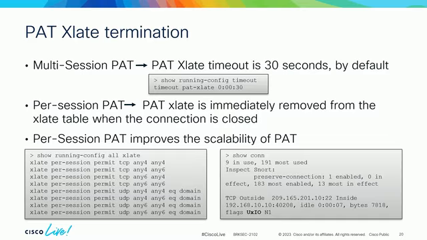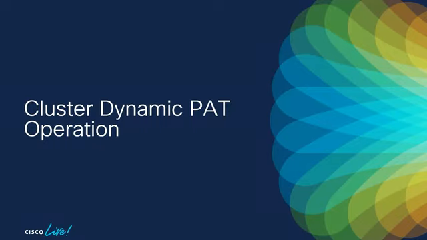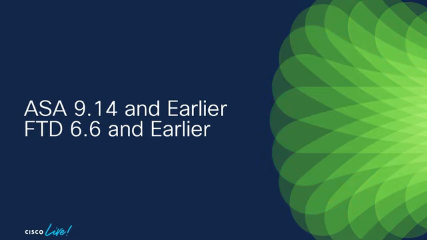Now, with all of this background, let's jump right into how dynamic PAT operates in a cluster environment. And as mentioned, starting firewall 6.7, the way dynamic PAT operates changed. So let's start by talking about how it works in firewall 6.6 and the limitations that we have in firewall 6.6 and earlier.